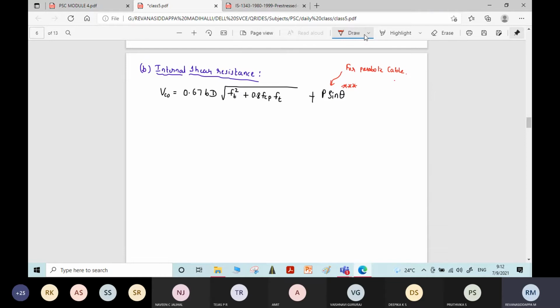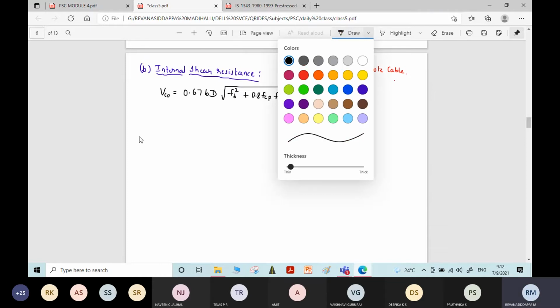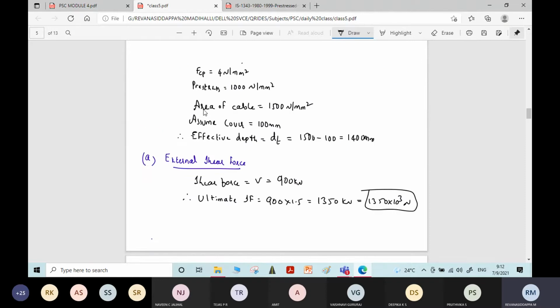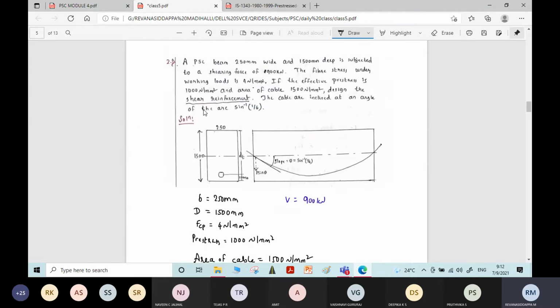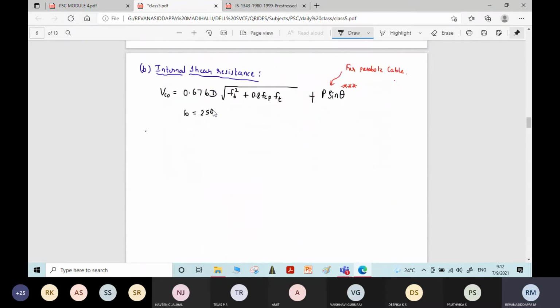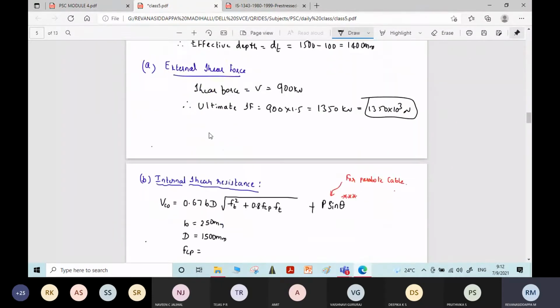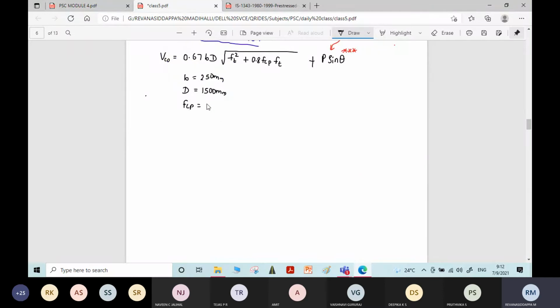Therefore, substitute everything. B is equal to 250 mm and overall depth given is 1500 mm. Then the FCP is given. Fiber stress FCP is equal to 4 Newton per mm square.